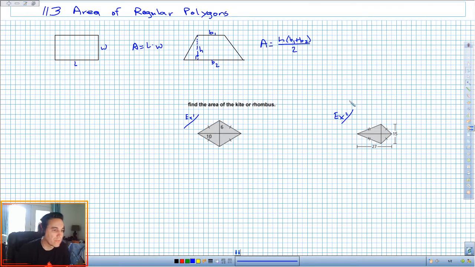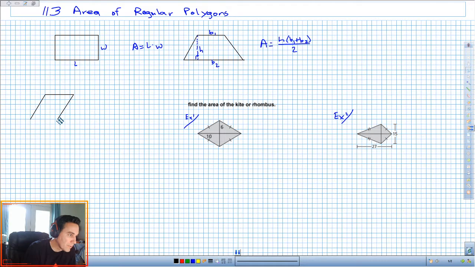Well, today we're going to learn two more formulas. We're going to learn for rhombuses and for kites because they have the same formula. So a rhombus, remember, is a parallelogram where all the sides are the same.